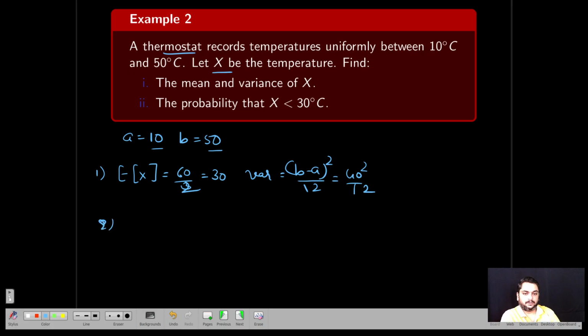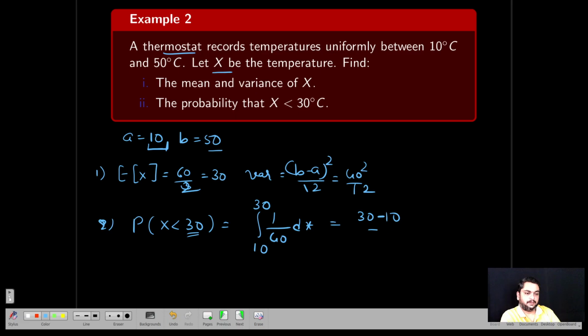Then the second one, the probability that x is less than 30. x less than 30 means integration. So what is the function here? 1 by b minus a, b is 50, so 1 by 40, dx. Now what are the intervals? Be careful here. What is the upper bound? 30. What is the lower bound? Not 0, because it is in the interval starting at 10. So 10 to 30. This will be equal to (30 minus 10) divided by 40, that is 1 by 2.